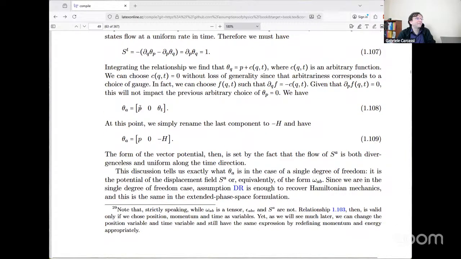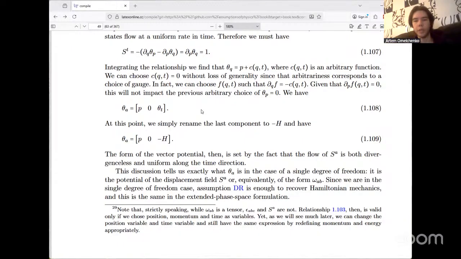Right, so we basically fixed both components. The only component that is free is the time component now. At this point, we simply rename the last component to minus H and have equation 1.109. The form of the vector potential then is set by the fact that the flow of S^A is both divergence-less and uniform along the time direction.